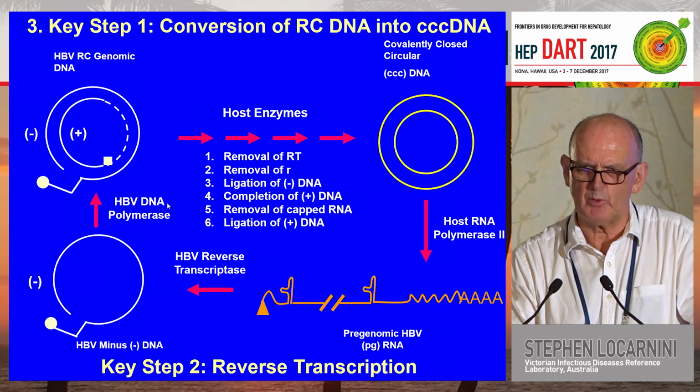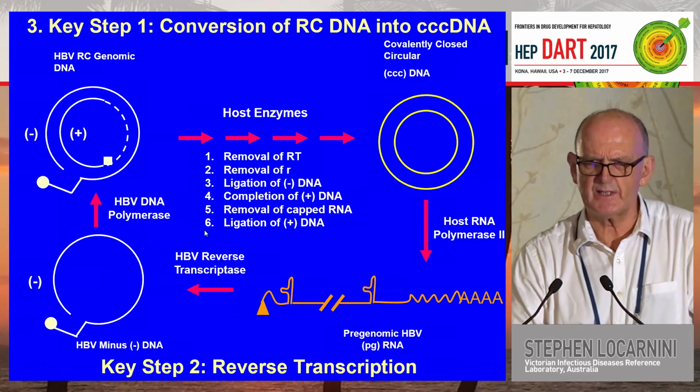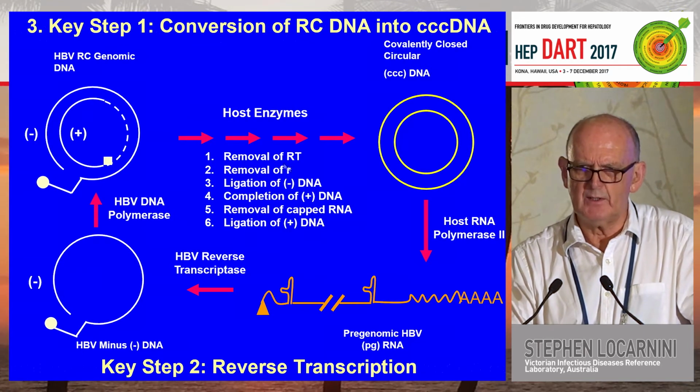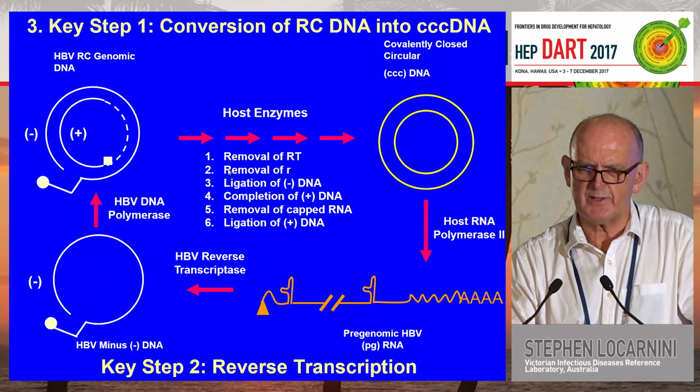Really, the guts of the virus, the engine, if you like, is what I call key step 1 and key step 2. Key step 1 is conversion of the genomic relaxed circular DNA into the cccDNA or minichromosomal DNA. And this step really involves at least 6 steps, presumably all host cell driven, because there's been no activity associated with the viral enzymatic machinery that seems to be able to do all of this.